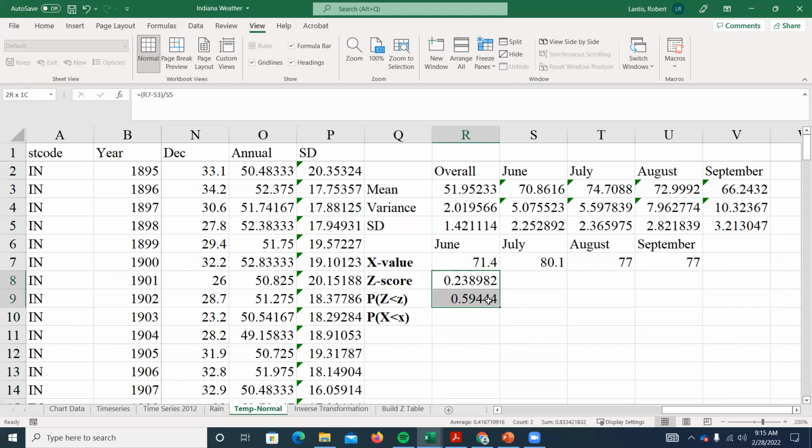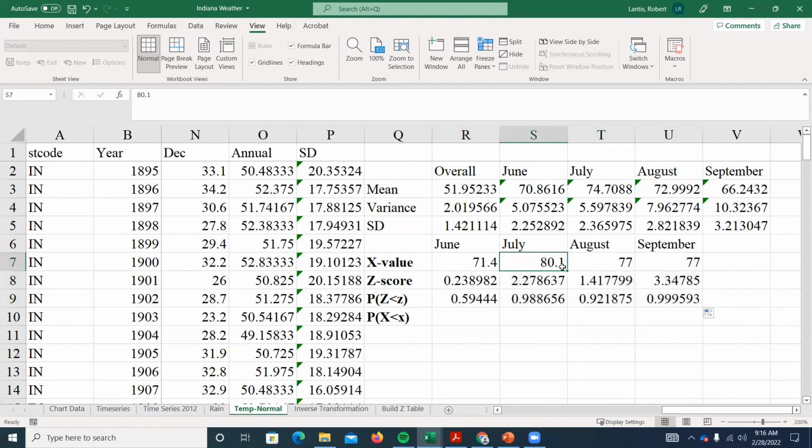Now I could copy this over and do this for several different cutoff values in different months. So, what's the probability that the average temperature in July is 80 or below? Well, I'm going to guess it should be a relatively high probability because the average temperature is 80 or anything below that. So I get that it's 2.2 standard deviations above the mean. When I look at the area to the left of that, it's about 0.98. And then let's look at August and September.